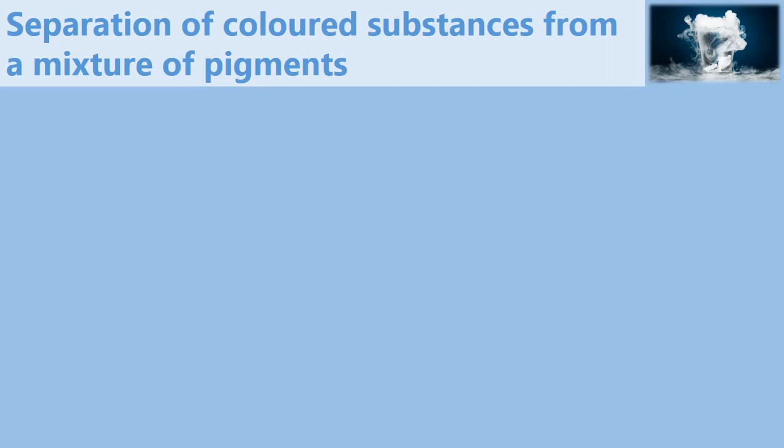The separation of colored substances from a mixture of pigments. Many naturally occurring dyes and inks contain different pigments. For example, black ink may contain red, yellow, and blue pigments, while the green leaves contain chlorophyll, that is the green coloring matter, and xanthophyll, which is yellow in color.